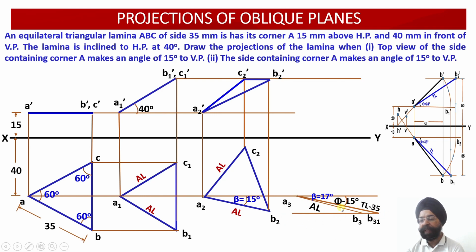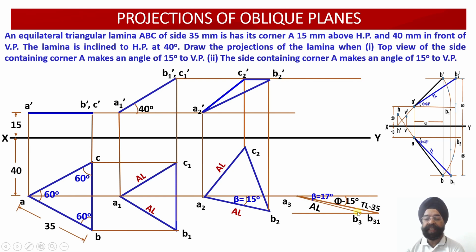The moment you put down B3 over here, you need to measure the angle of this apparent length. We have already discussed that apparent angles are always greater than the true angles, and true lengths are always greater than the apparent length. So you check, the true length of the edge is 35 and the apparent length of the edge is smaller. Similarly, the apparent angle is equal to 17 degree and the true angle is equal to 15 degree. So beta is greater than phi. So this angle will work out to be slightly higher than the true angle.